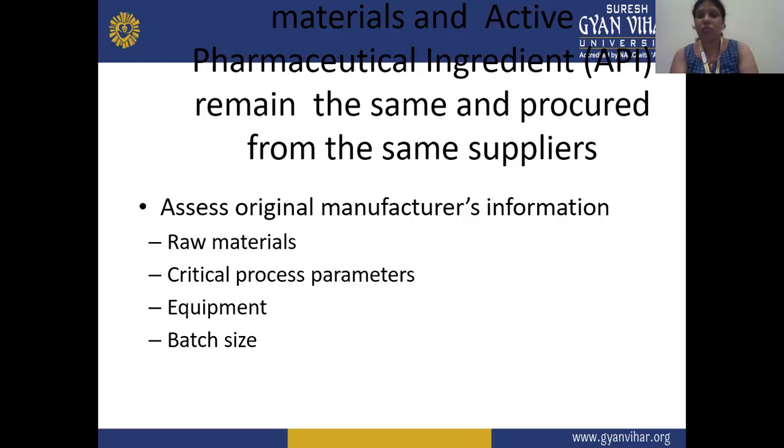Okay, so the main thing we should focus on is that materials and APIs should all be the same, even with the same supplier. Now second is to access the original information from the manufacturer: raw material, critical process parameters, equipment, and batch size.